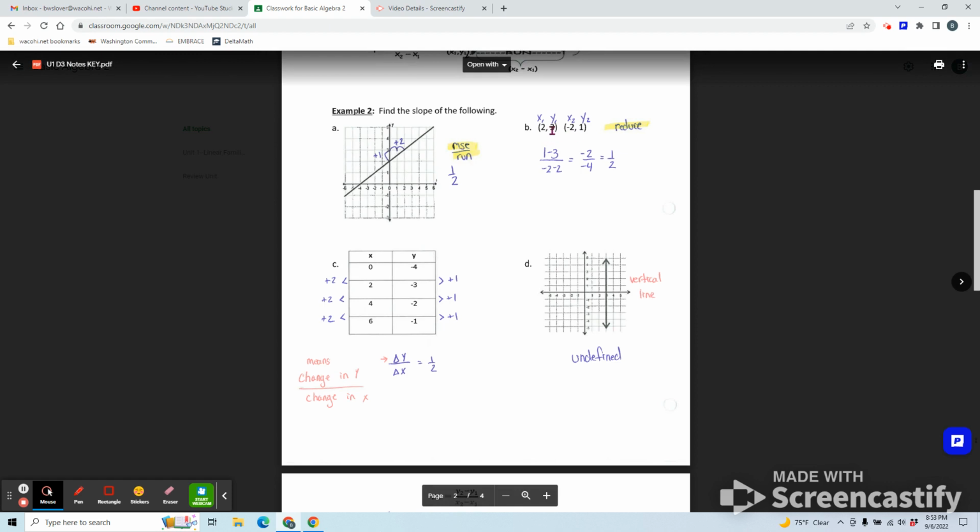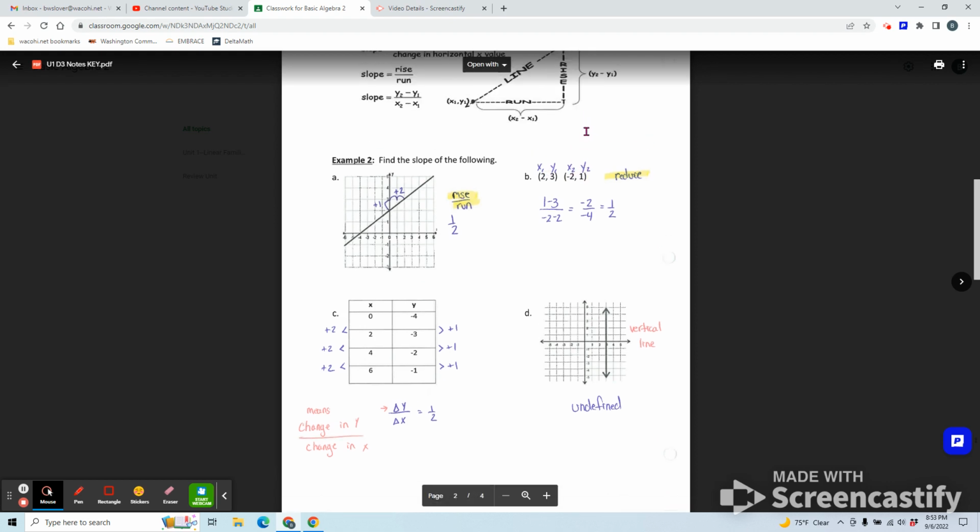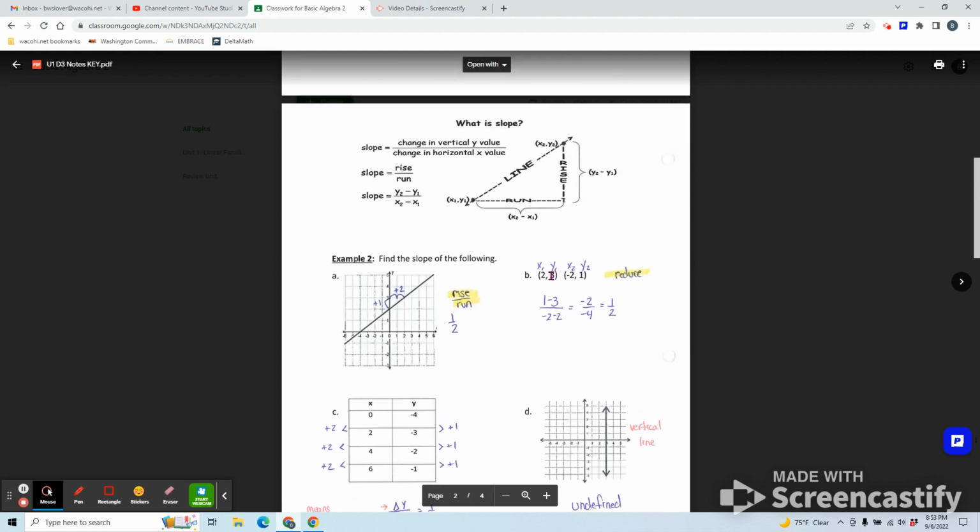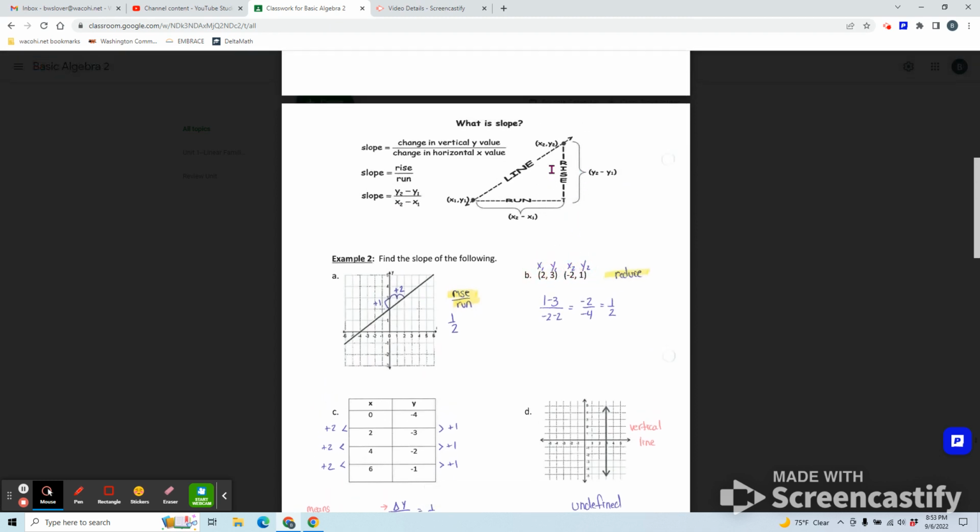Well, since I have two ordered pairs, I need to distinguish which ordered pair is coming from where. The first ordered pair has the ones, x1, y1. The second ordered pair has the twos, x2, y2. I'm going to take those numbers and plug them into this formula: y2 minus y1 over x2 minus x1.